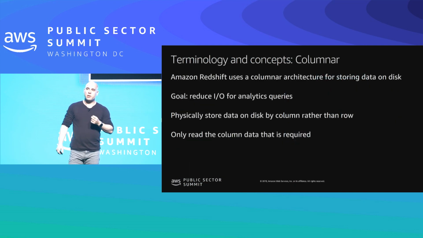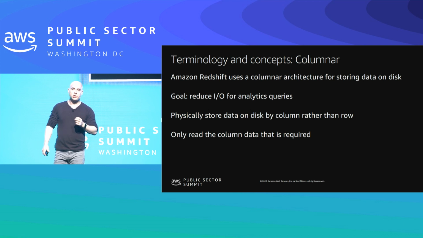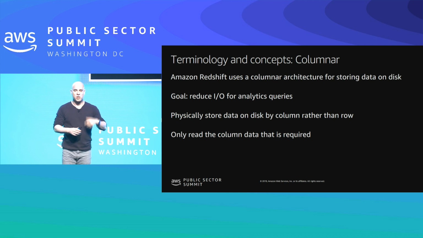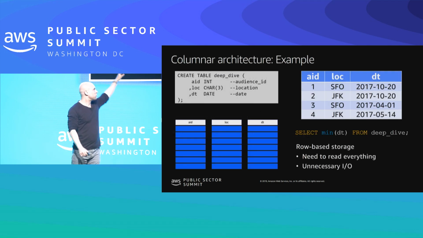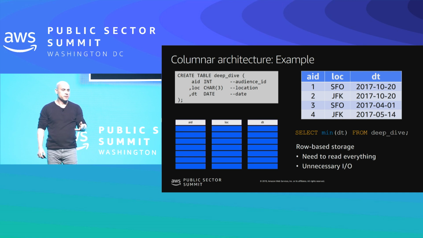So the first piece of terminology I'm going to introduce you to is columnar. It's pretty simple. It's really just storing the data on disk column by column. And the reason Redshift uses this architecture is because when you're running analytics queries, we're typically going to be reading many rows only across a subset of your columns. So you're going to be aggregating maybe millions, if not billions, of records, and you're just going to do that across maybe a fraction of the number of columns in your table. Just to illustrate this, say we have this really simple example: I have this simple 3-column table, this deep dive table, with some data in it.